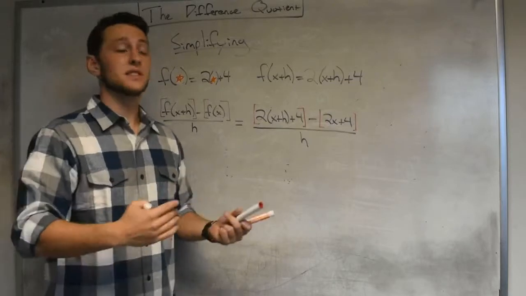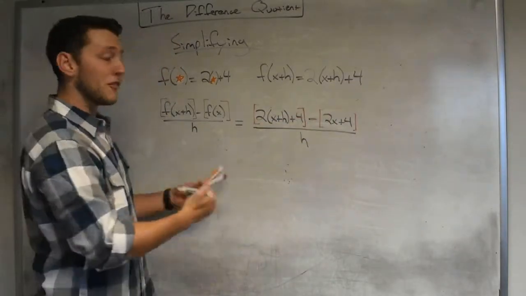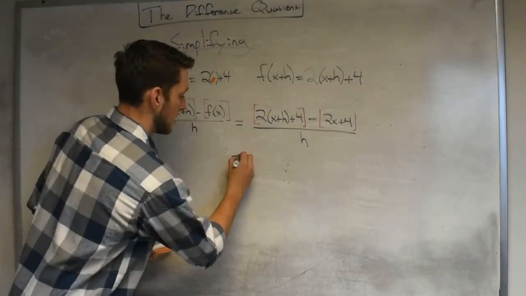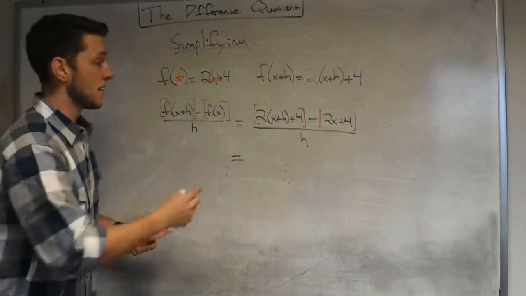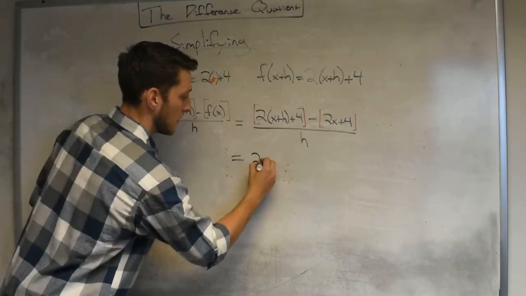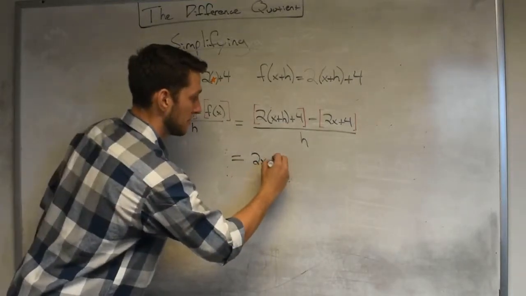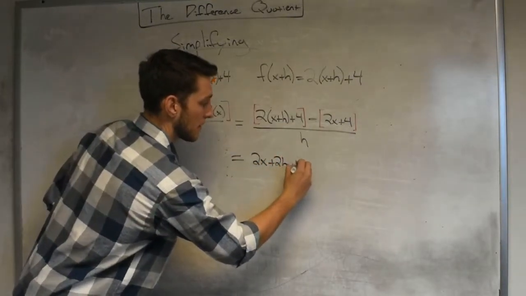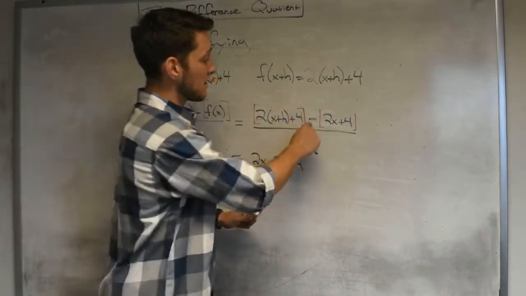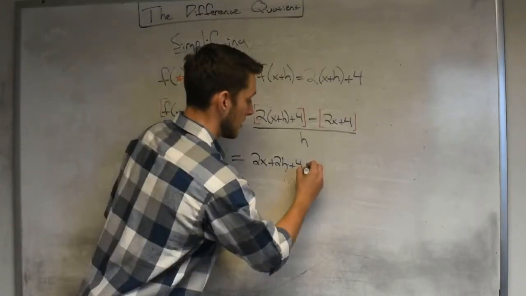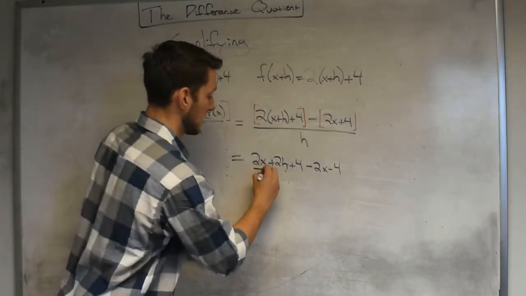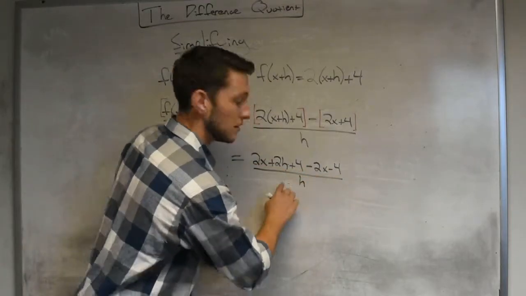From here, all that's left to do is simplify the top and hopefully cancel out an h. You'll see that that's a hallmark of this problem. So a couple things we can do here. One, we can distribute this 2 in. That'll net us a 2x plus 2h plus 4. Another thing we can do is distribute the negative. Minus 2x minus 4. All divided by h still.